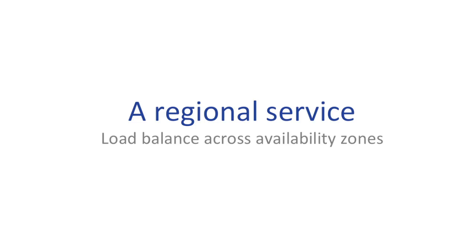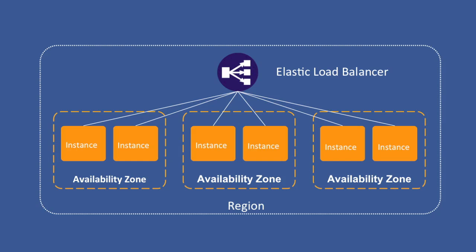So it's a regional service. It load balances across availability zones. When you launch an Elastic Load Balancer, you'll effectively get an endpoint at the region, and then within each availability zone where you're running instances, you'll actually get a footprint of the load balancer. A piece of software will go into that availability zone and front the instances in that availability zone. So it's a distributed software framework that is highly available and elastic by nature.